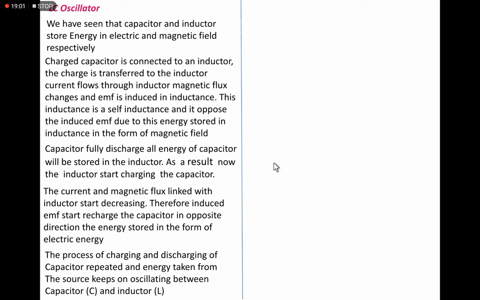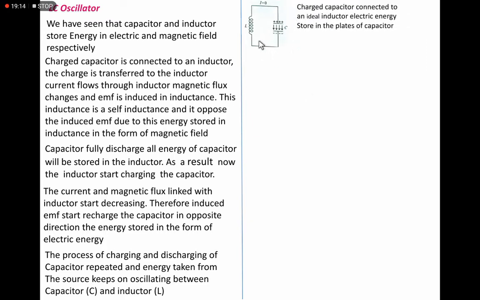Now I discussed everything in theoretical form. The same thing we'll discuss with diagrams. The first diagram: the capacitor is fully charged. See, the charge resides on the plates of the condenser, and this charge will start to move in this direction to the inductance.